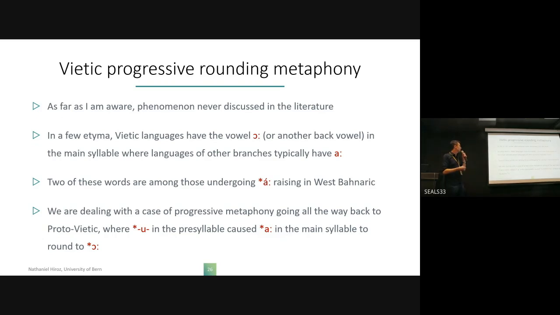So next phenomenon, Viedic progressive rounding metaphony. As far as I'm aware, it's never been discussed in the literature, but you can correct me if I'm wrong. We can discuss this later. It seems that in a few etyma, Viedic languages have the vowel o or another back vowel in the main syllable, where languages of other branches typically have a. And two of these words are among those undergoing the a raising in West Bahnaric. And so we're dealing with a case of progressive metaphony, going all the way back to Proto-Viedic, where u in the pre-syllable caused a in the main syllable to round to o, or so I believe.